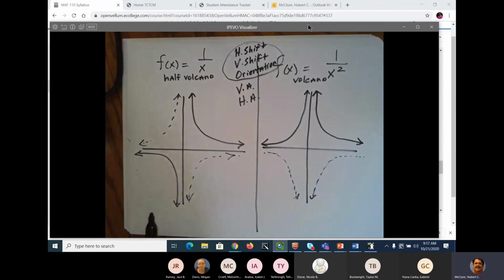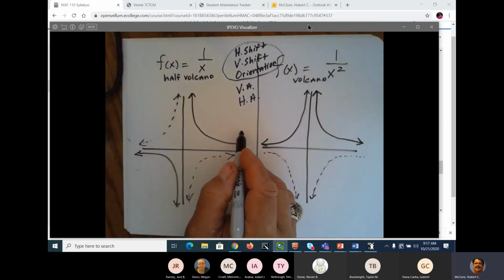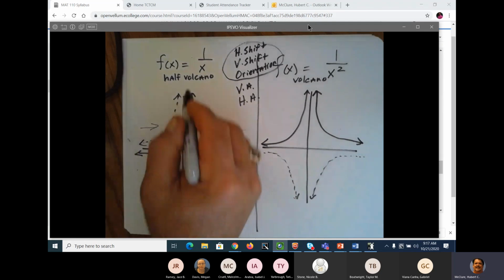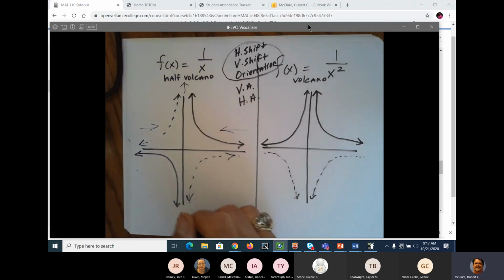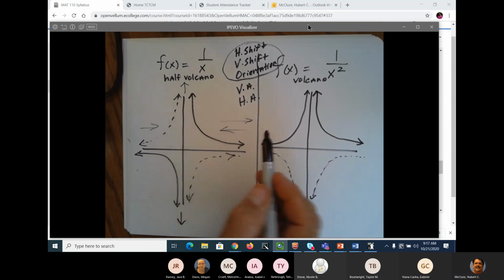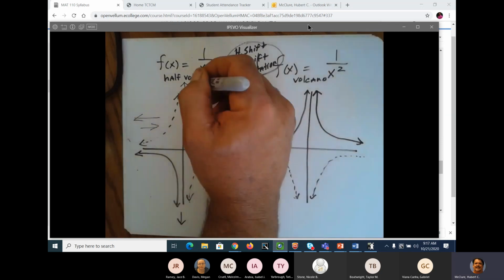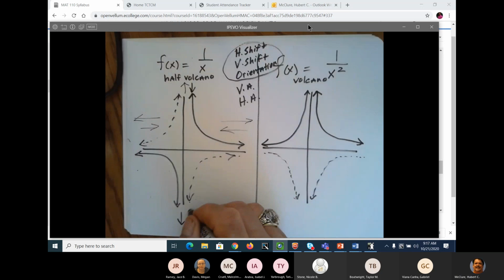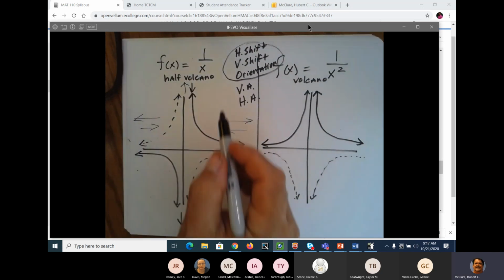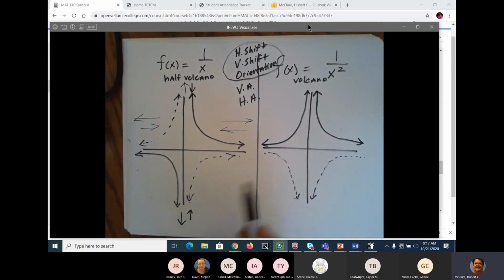Of course, if it's 2 over x, then you know it's going to be narrow. So that means it's going to be compressed this way and stretched this way and this way. If it is 1 over 2x, then you know it's going to be stretched that way and compressed this way. So all of those things that we learned with the parabola and the other functions apply here also. A vertical shift, horizontal shift. So let's go to the next page.